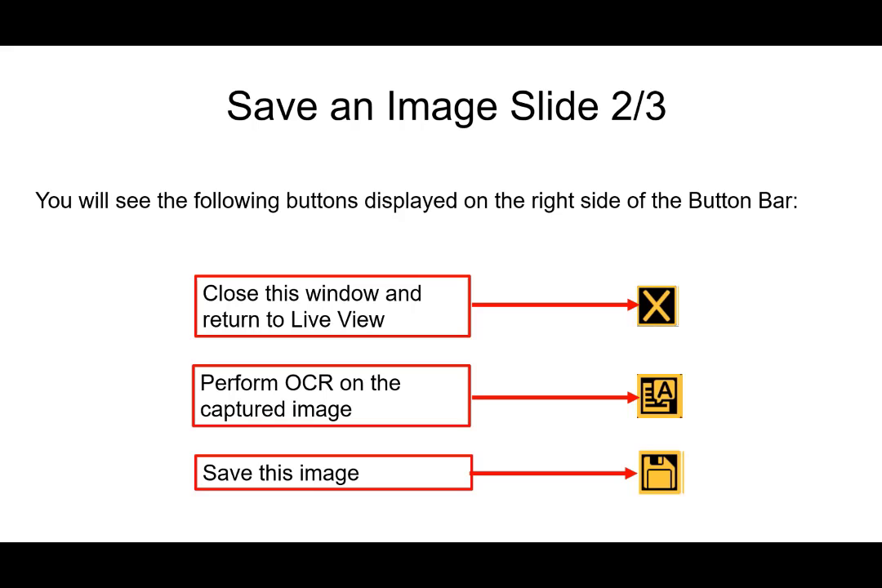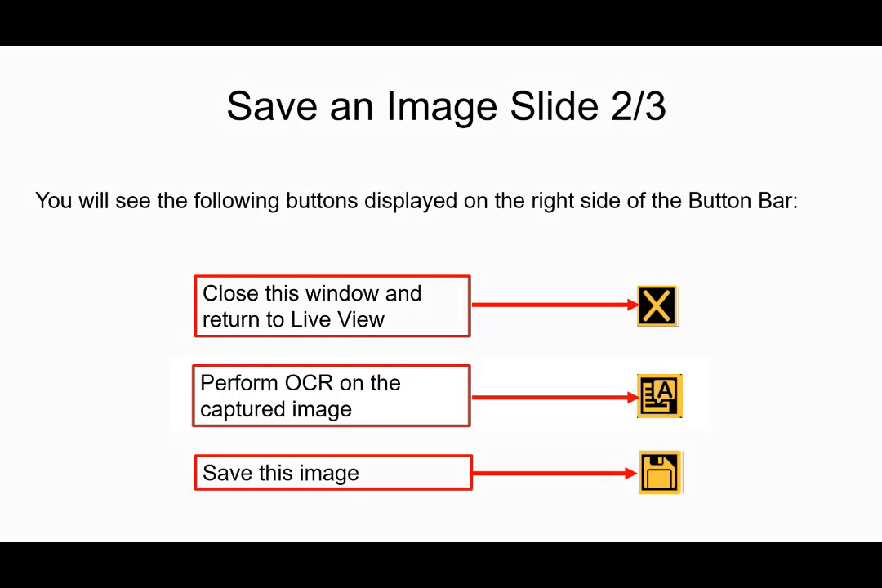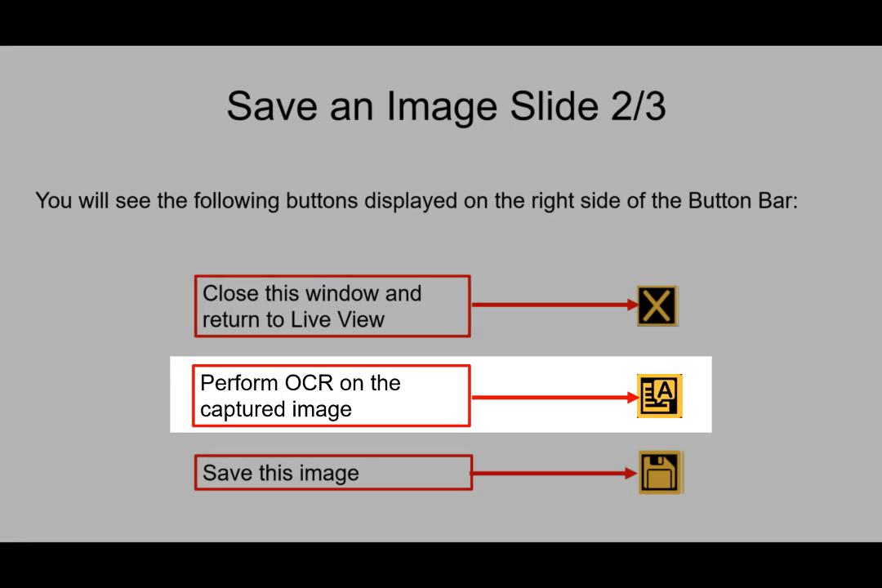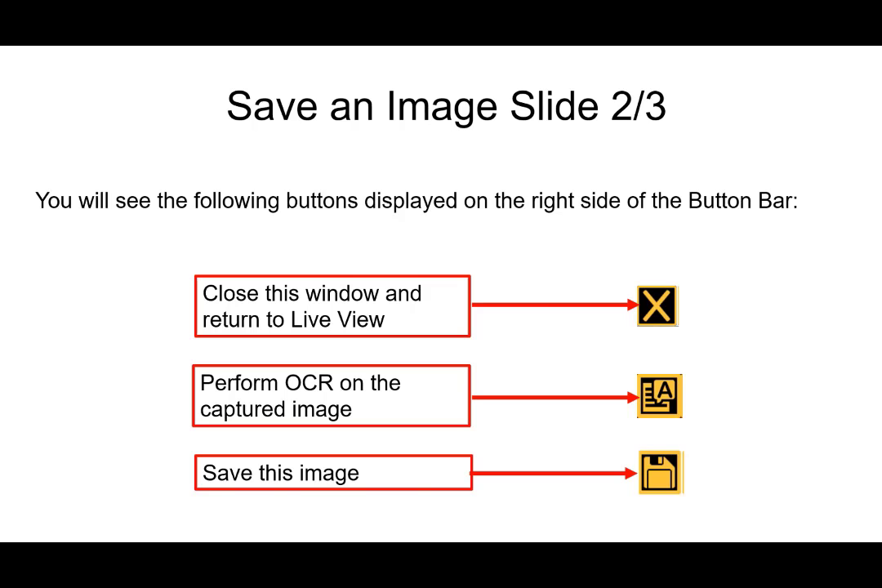These buttons are going to be on the right side of the screen, and the top one is going to close the captured image window and return to live view. The second and middle button will perform OCR on that captured image, and the last button, which is the one we're going to want to press in the lower right-hand corner of the screen, is the Save Image button.